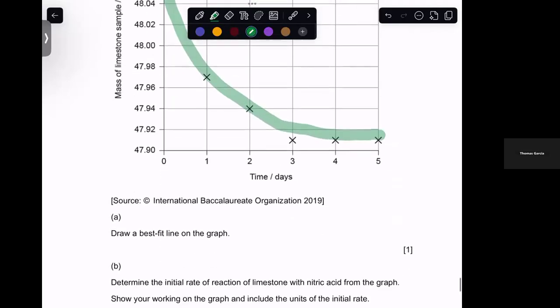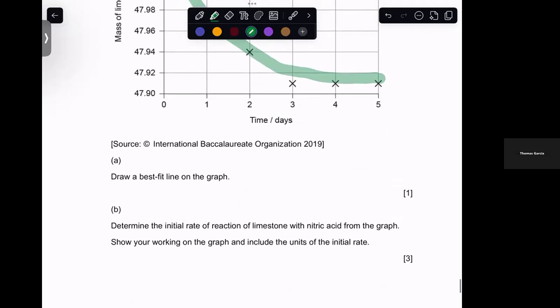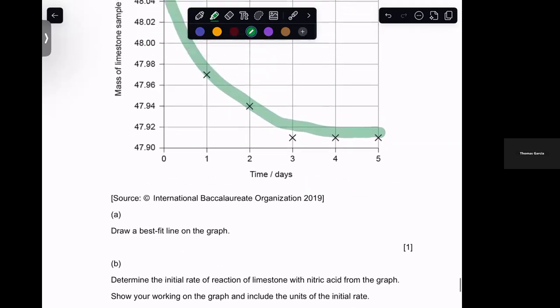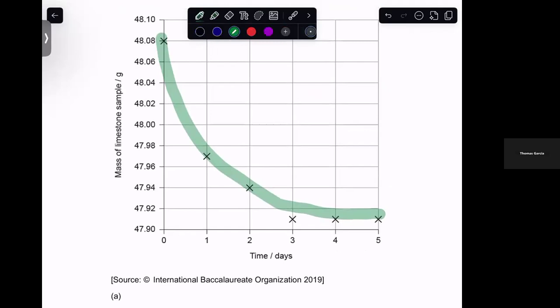Pardon my barely curvy line. All right, determine the initial rate of reaction of limestone with nitric acid from the graph. Show your work on the graph and include units of initial rate. All right, so what we need to do for this is draw a tangent line from our starting point.